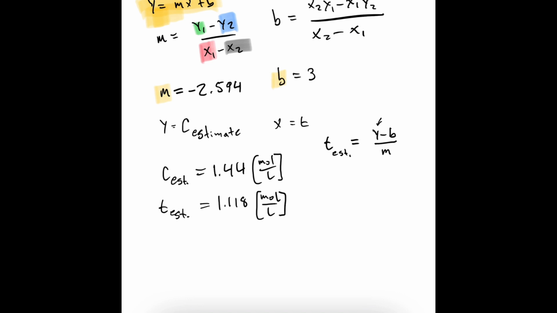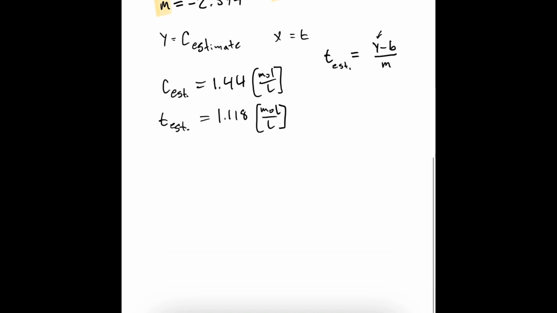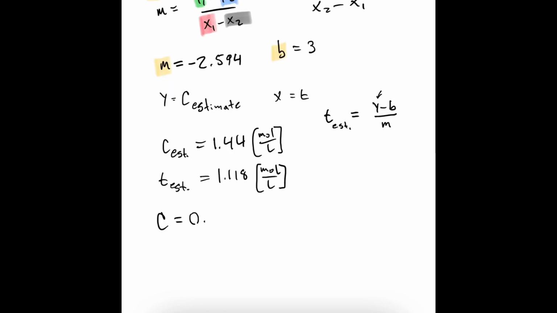Okay, and the problem statement said, compare these results with the true values of these quantities. Okay, so the true value of these quantities is 0.904. Sorry, I made an error right there. That is time in minutes.